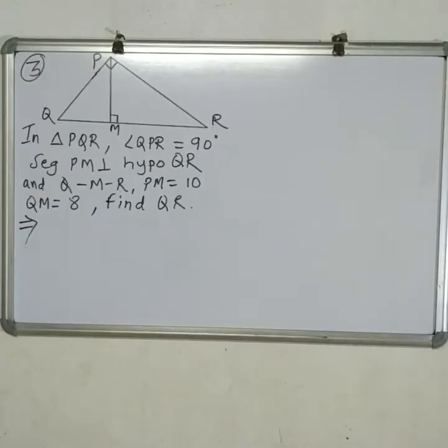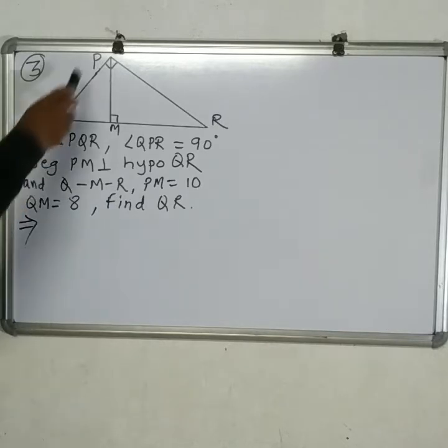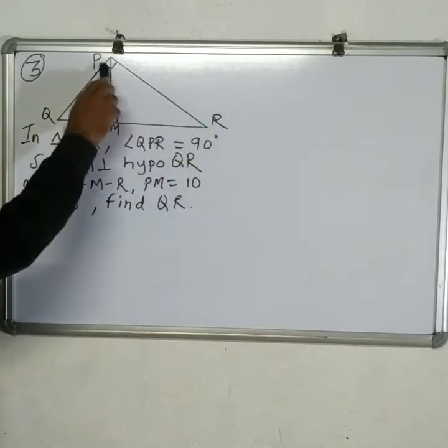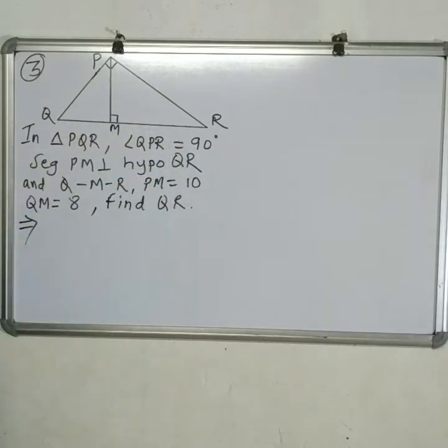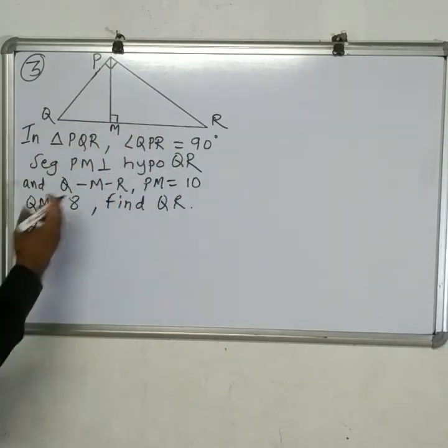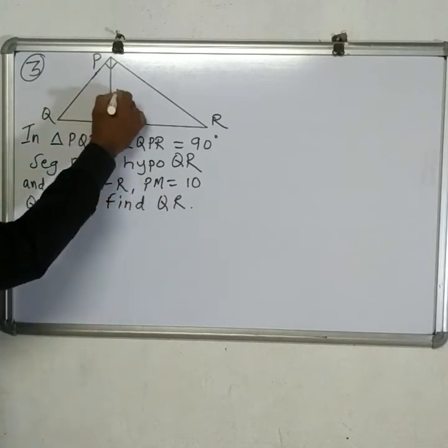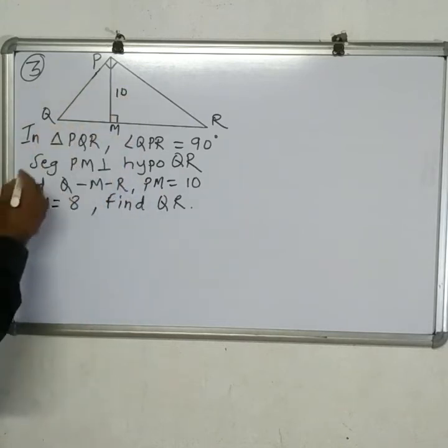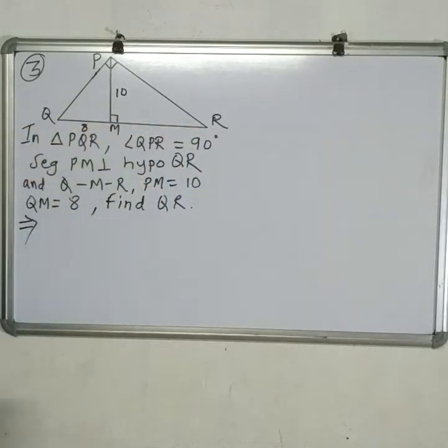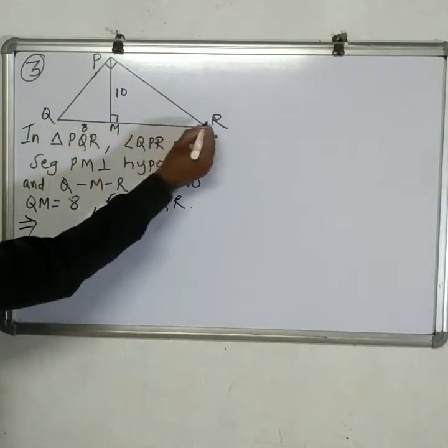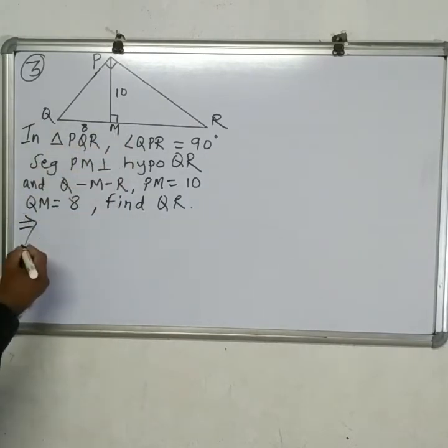Third example, in triangle PQR, angle QPR is equal to 90. Segment PM is perpendicular to the hypotenuse. This is the right angle. So the hypotenuse is QR. Hypotenuse QR, Q-M-R. PM is equal to 10. QM is equal to 8. Find QR. So first we should find MR by the geometric mean theorem.